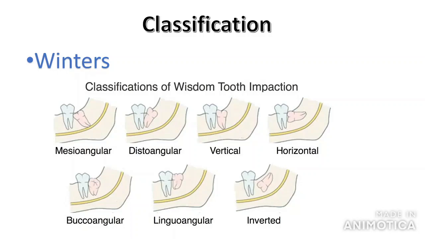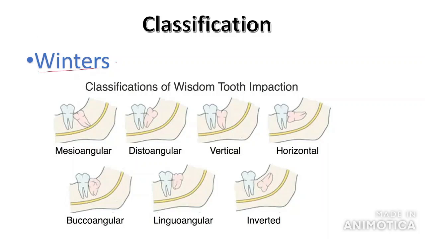One very important thing that I forgot to tell you is that whenever you answer any question in oral surgery, there are 5 headings that you should always remember: indications, contraindications, classification, management, and complications. So we have already completed indications and contraindications, and now we are moving ahead with classification. There are many classifications given by different authors, but here we are going to talk about Winter's and Pell and Gregory. So first, let's talk about Winter's classification.